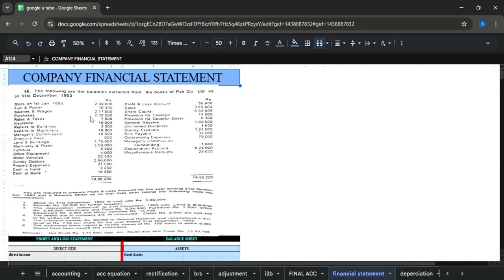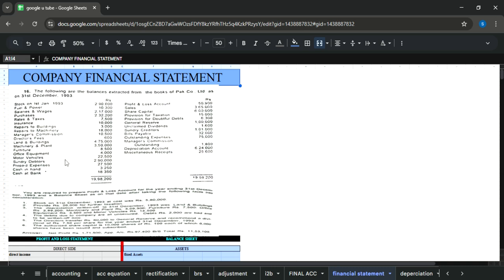Assets and expenses are present over here. Liabilities and incomes are present over here. So if there is any confusion whether it's an income or expense, whether it's an asset or liability, the confusion would not be there if we follow accounting principles.